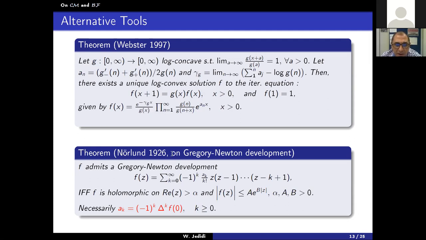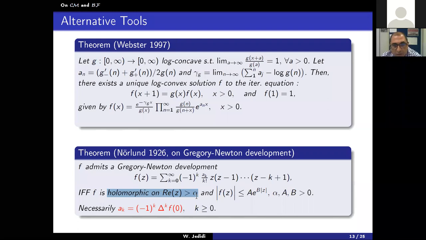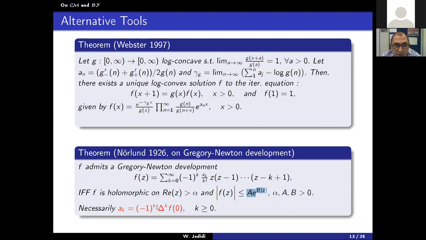We also used a very old tool due to Nörlund. This result is stated in his book. It's a very old book, which is not really known even by people from numerical analysis. So we say that the function f admits a Gregory-Newton development. Instead of having a power here, you have a kind of descending factorial. Then a function f has a Gregory-Newton development if and only if it's holomorphic on some region of the right half plane and has exponential bounds. And what is funny is that necessarily the coefficients here are recovered by the difference operator delta at one.